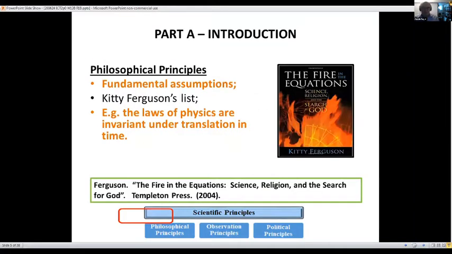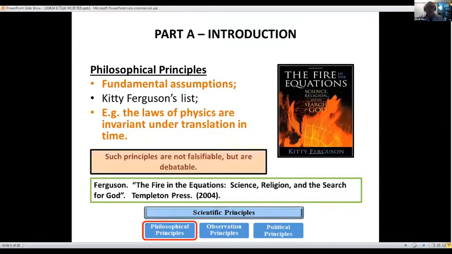practices. Now, Zhi proposes that a science of economics requires three kinds of principles. The first kind are the philosophical principles. These are the fundamental assumptions that underlie all scientific activity. Kitty Ferguson's list is very interesting in her book, The Fire in the Equations. An example of a philosophical principle is the laws of physics are invariant under translation in time. These kinds of principles are not really falsifiable, but they are certainly debatable.